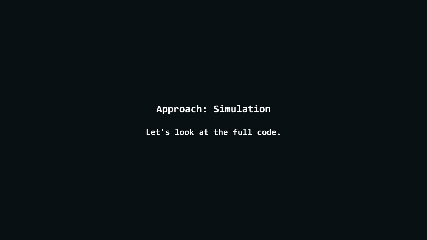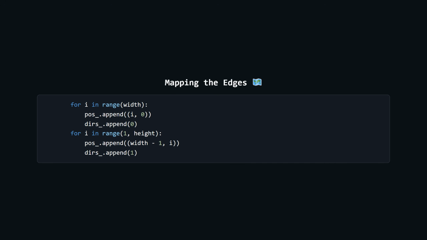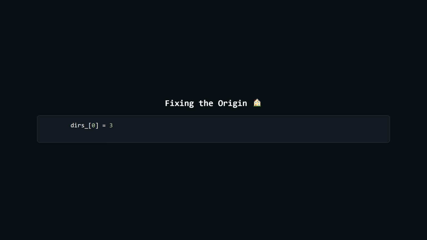Alright, let's look at the full Python code provided in the editorial. It might look a bit long, but we'll break it down piece by piece. Here is the first half, our setup function. We define our direction dictionary, initialize our moved flag to false, and set our starting index to 0. Next, we use for loops to walk the bottom, right, top, and left edges. We record the position and the direction number at every single spot. At the very end of our setup, we hardcode the direction at our first spot to be a 3, which means south. This handles that edge case we talked about for when the robot loops all the way back around.